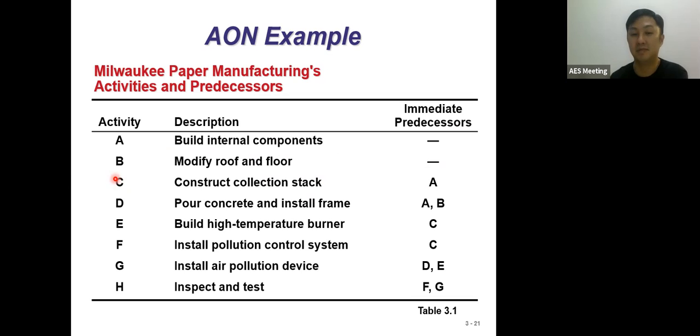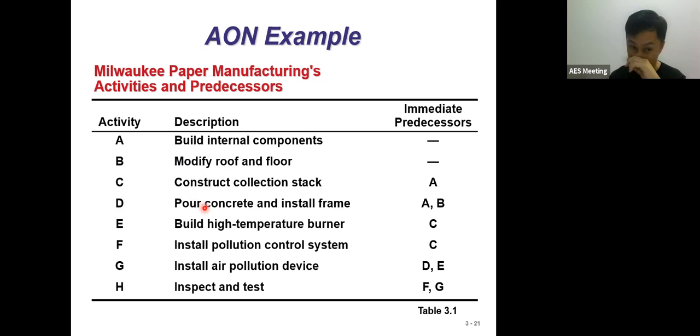Give you one more example. How about D here? D is pour concrete and install frame. They say A and B are the predecessors. So A and B should complete, then only can we start D. What are A and B here? We should build internal components, we should modify roof and floor, then only can we start pour concrete and install frame. I hope that you're fine with this, right?